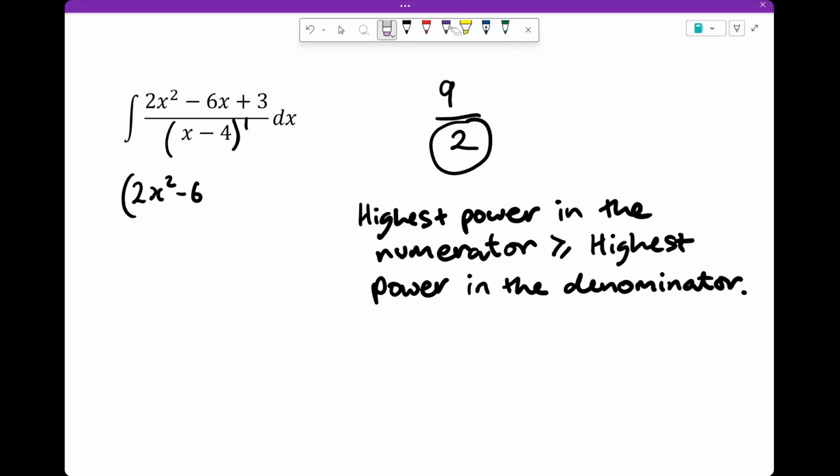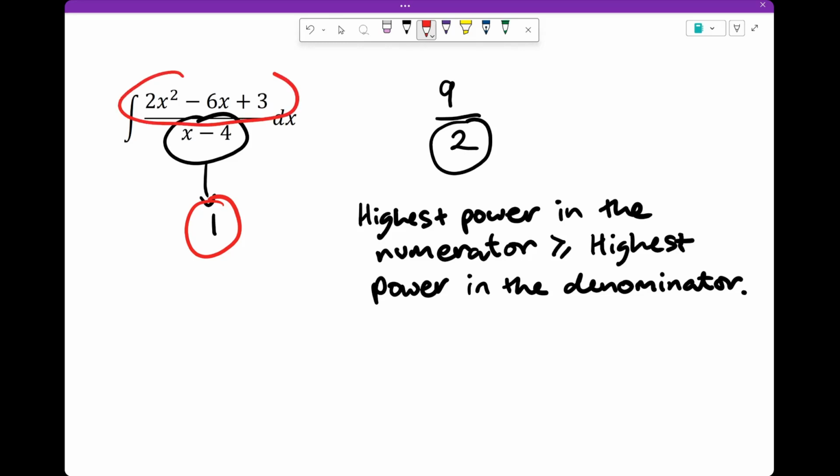Now, another option we could consider when our denominator is raised to the power of 1 is the natural logarithm. So to check whether we can use the natural logarithm, we could go to our denominator x subtract 4, and we could differentiate it, which would give me 1, and then ask ourselves, is this a numerical multiple of our numerator? And it's clearly not. To get from 1 to 2x squared subtract 6x plus 3 is going to involve something with x in it. So therefore, we can't use the reverse chain rule and the natural logarithm.